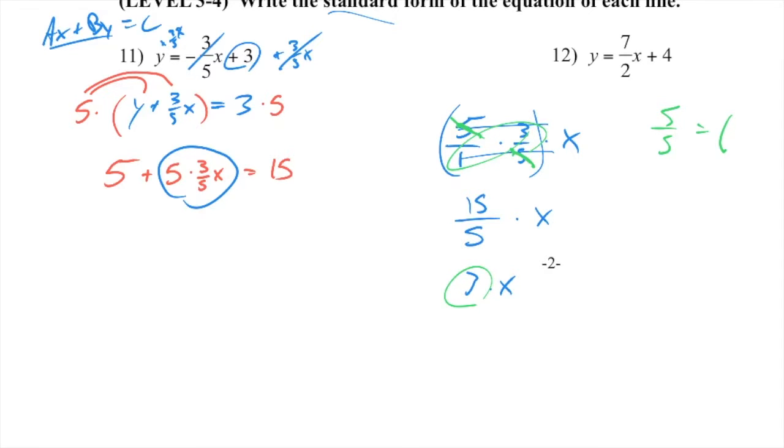So long story short, we did all that, so these cancel out, and you're left with, oh, I forgot my y there. Why didn't you tell me I forgot my y there? Come on, man. We're left with 5y plus 3x equals 15, and we're done. Standard form. Yay! All right.